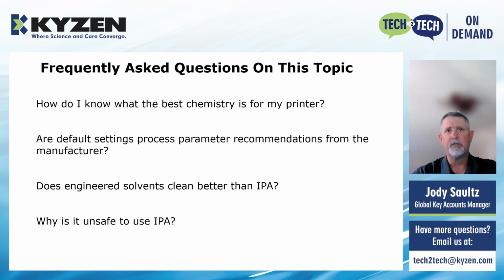Are default settings process parameter recommendations from the manufacturer? They are exactly what they say they are. They're absolutely just default settings, and they are made to change. So please do your homework and optimize those settings. You're going to save a lot of money at the end of the day if you'll just play with that printer enough to optimize all these parameters to get your process in control.